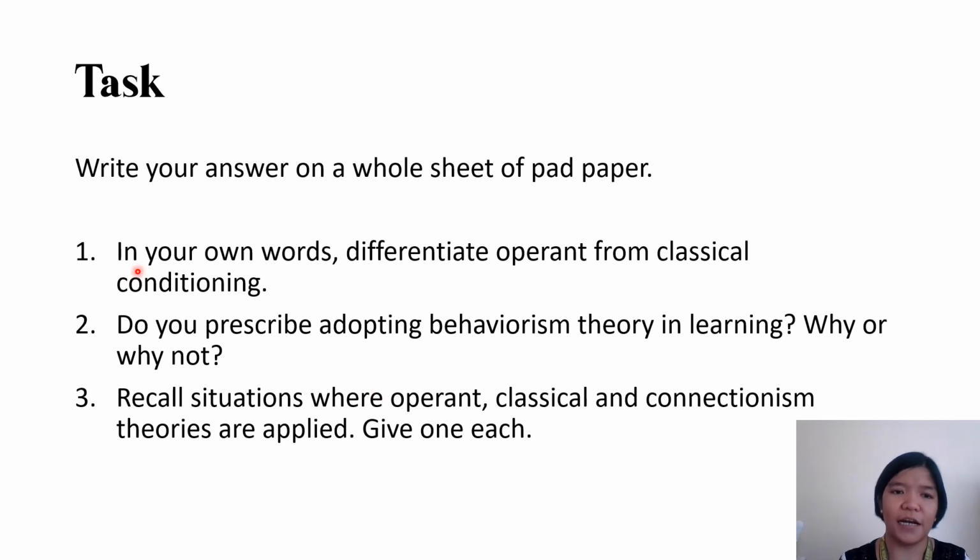Now, for your task, write your answer on a whole sheet of pad paper. In your own words, differentiate operant from classical conditioning. Number 2, do you prescribe adapting behaviorism theory in learning? Why or why not? And number 3, recall situations where operant, classical, and connectionism theories are applied. Give one each. And one question that would test whether you have really studied this video or not. For number 4, write the story that I have told you as an example of classical conditioning, the story of the tenant and the landlord.